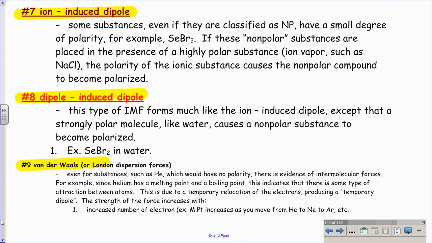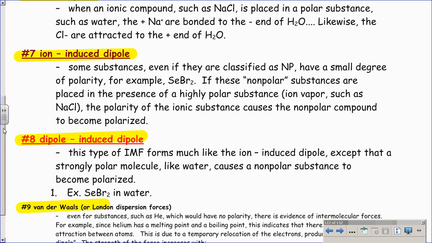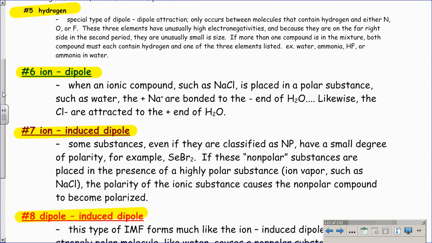We're going to talk about more of them in our next unit, but you can pretty much tell what's happening. Ion dipole, an ion and something with a dipole. Give me an example of an interaction of something of an ion with something with a dipole.